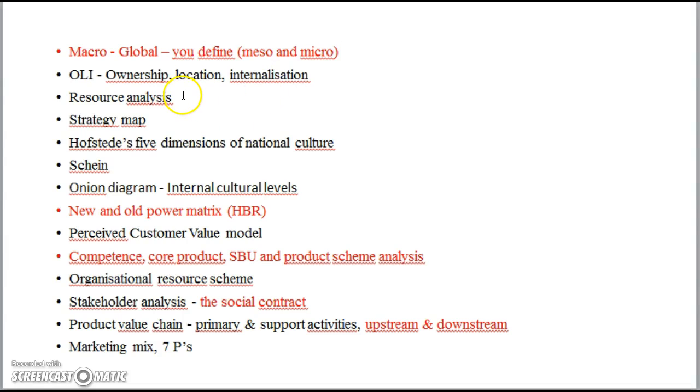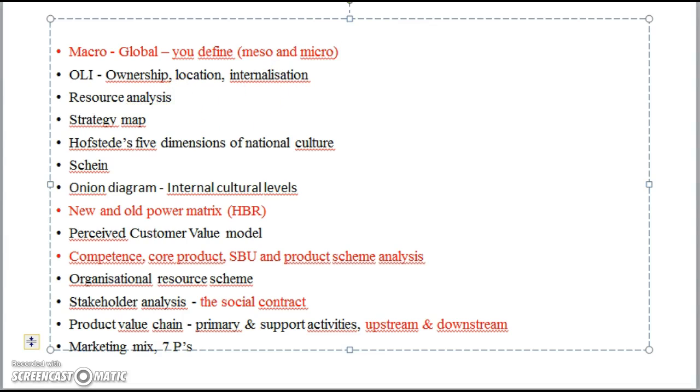Resource analysis. Which type of resources are we looking at? Are we looking at economic? Are we looking at some competence? What is the resource analysis built upon? Strategy map, Hofstede, and within culture, and Schein with the iceberg.